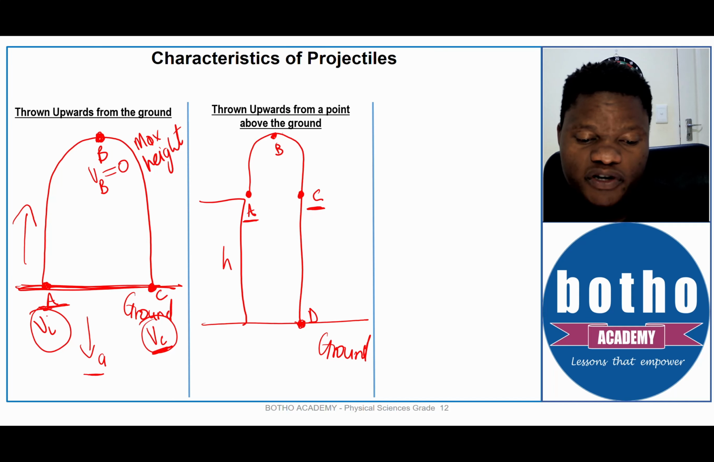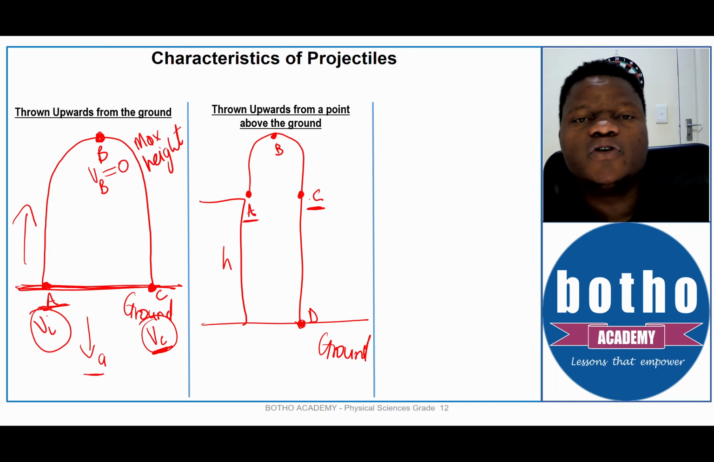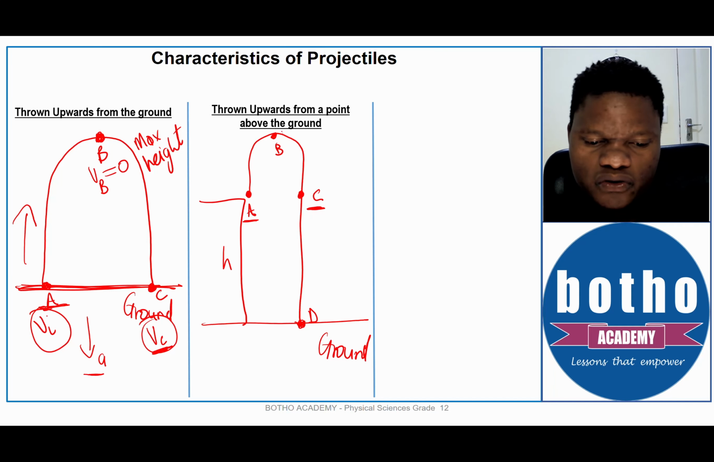Or you could choose point B and point C. Depending on what you're calculating, you could be calculating something that requires you to consider the motion from B to C, where your initial velocity from B will now be 0, and then the final velocity which you use in your equation will be the velocity at C, which is the same in terms of magnitude as the velocity at point A.